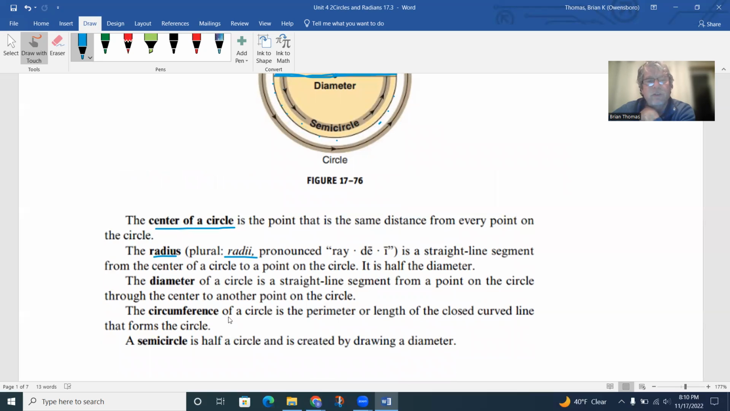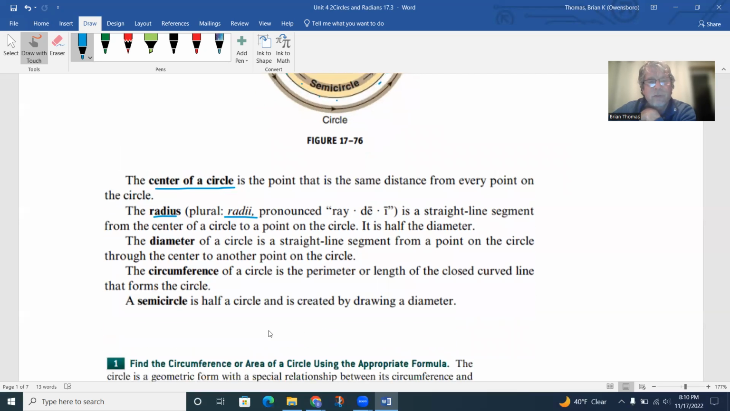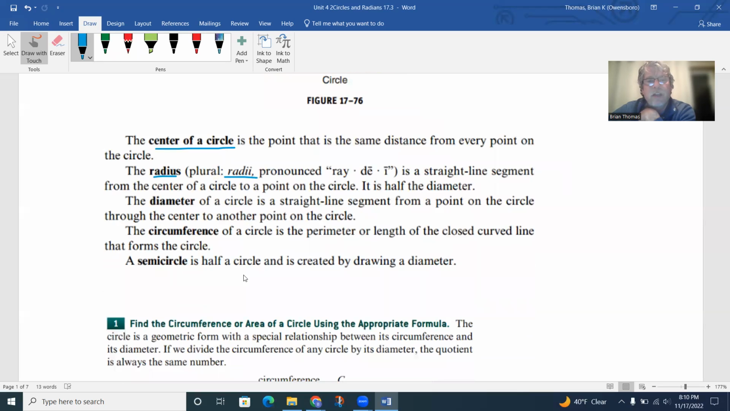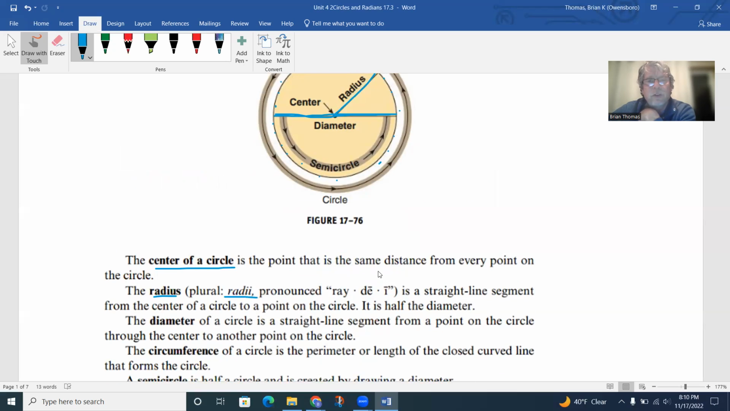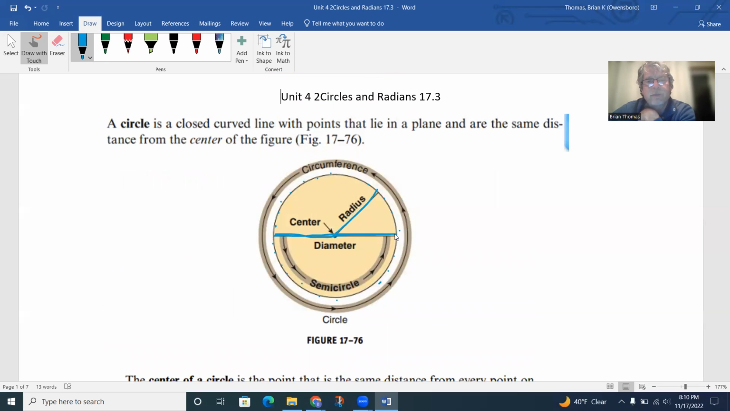Again, the circumference is essentially the perimeter around the circle. So instead of using the word perimeter, we use the word circumference when we talk about circles. And again, a semicircle is halfway around the circle. Notice how it converges on the diameter.